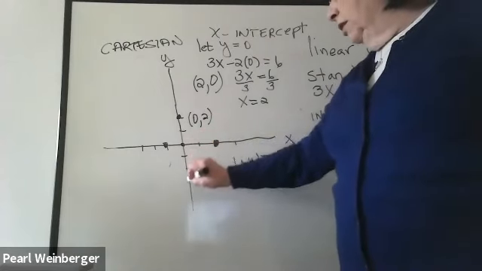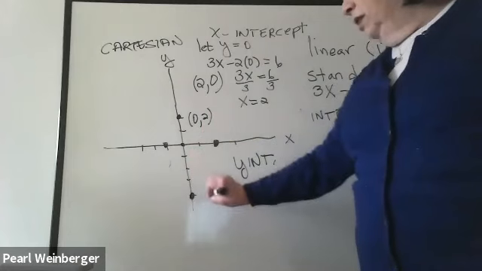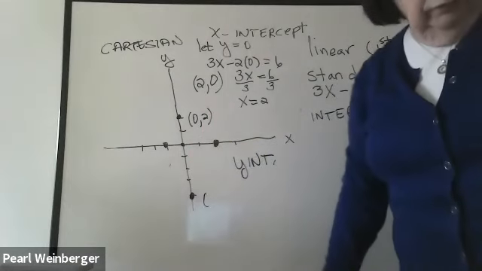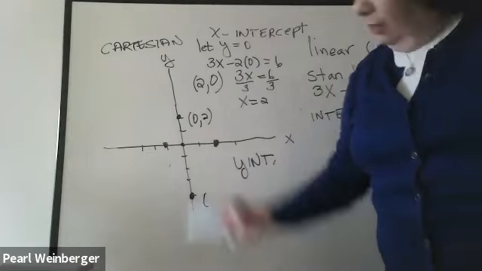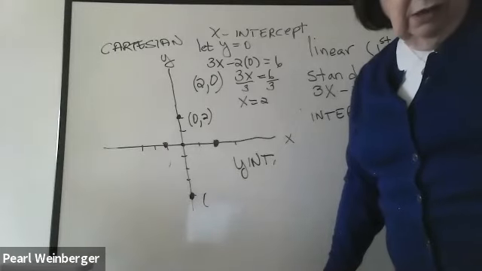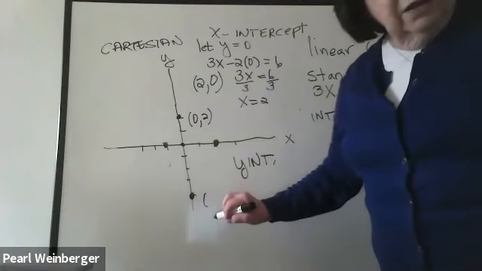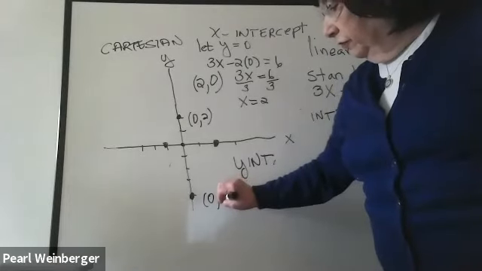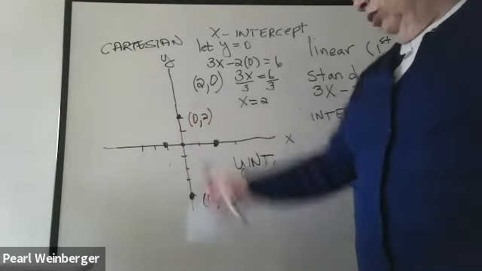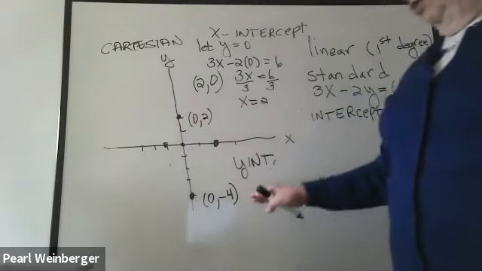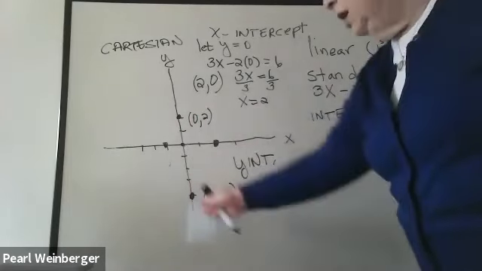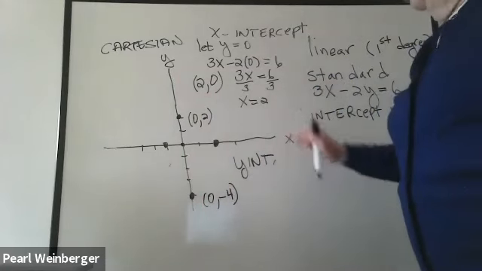What about this point down here? What is that point? I went down 4 on the line. 0, negative 4. Perfect. Right, because we didn't go left or right at all, so that's the 0, but we went down 4. So it's clear that on the y-axis, all the x values are 0.